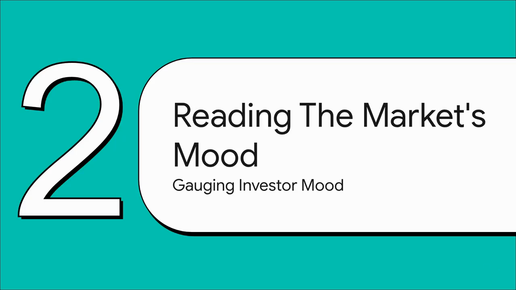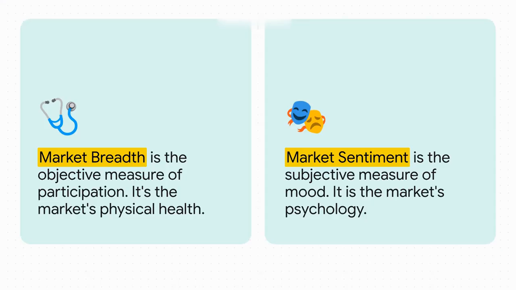Okay, so let's move on to our second secret, which builds right on top of this. We've checked the market's physical health with breadth. Now, we need to check its psychological state. It's time to go from the market's mechanics to its mood by trying to figure out investor sentiment. And I think this slide does a great job of breaking these two things down.